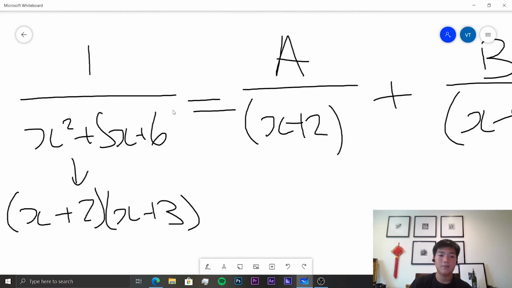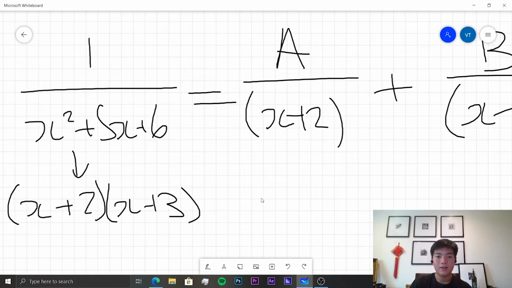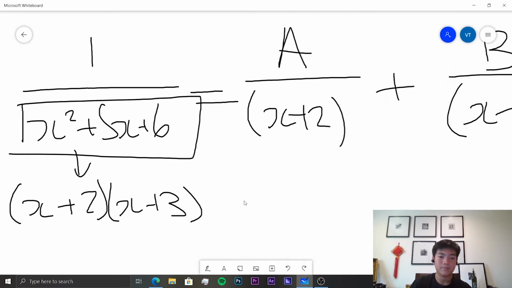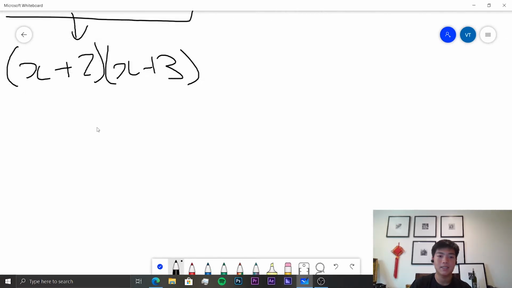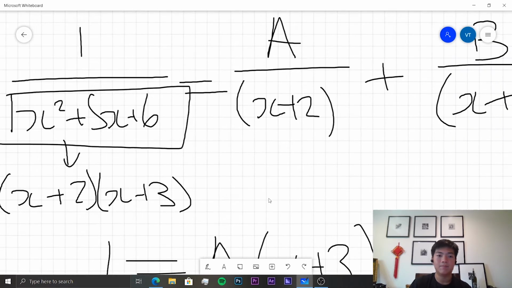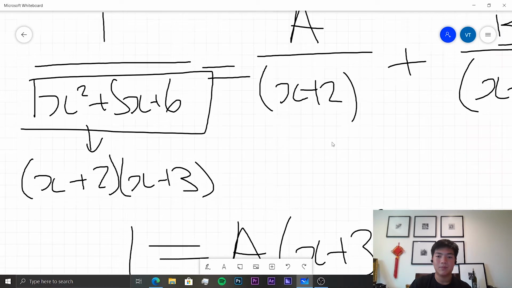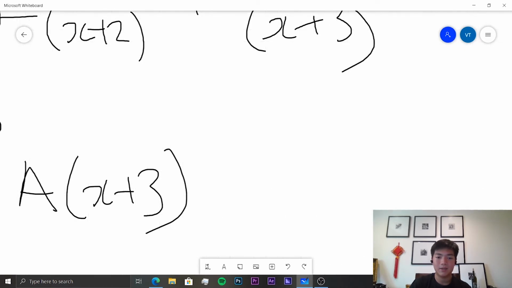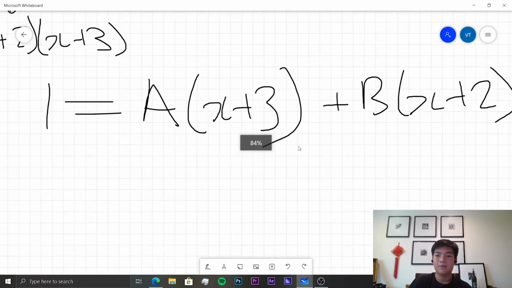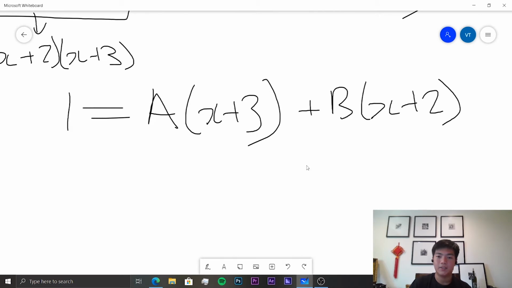So to convert this fraction and to find out what a and b are, we want to multiply all of the fractions on the left and right hand side by this denominator. And what that will give us is 1 is equal to a times x plus 3, since the x plus 2 eliminates the denominator, and similarly b times x plus 2.